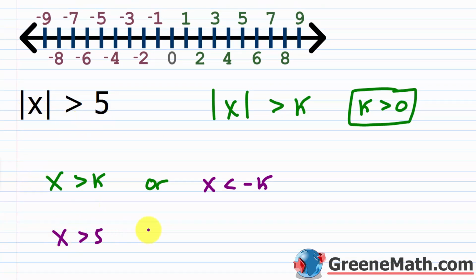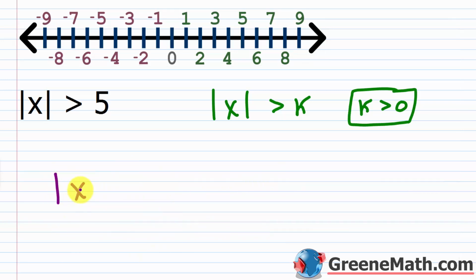X was greater than 5, or x was less than -5. Okay, so that's where that comes from. So if I gave you a problem, like let's say the absolute value of x is greater than 14, well then you can very quickly say that x is greater than 14, or x is less than -14.